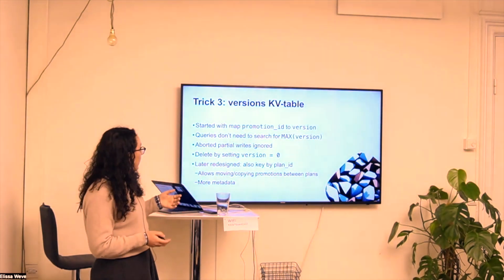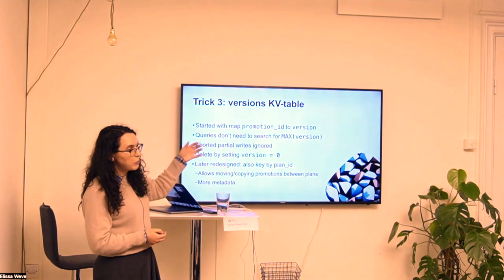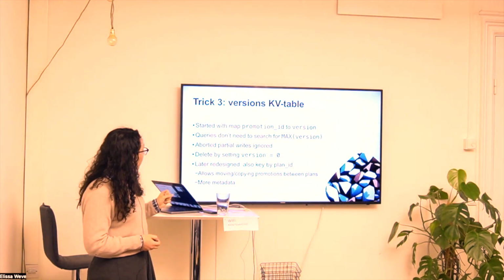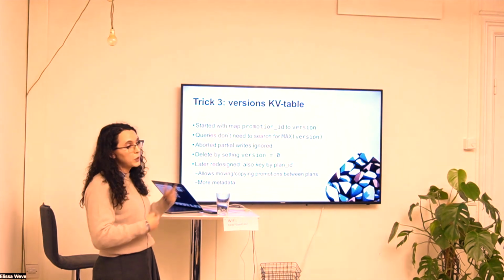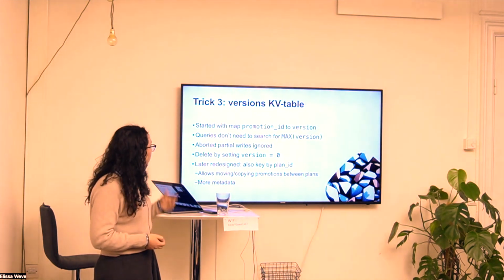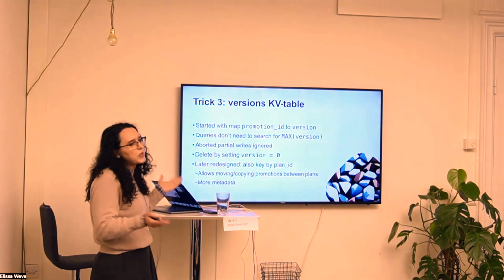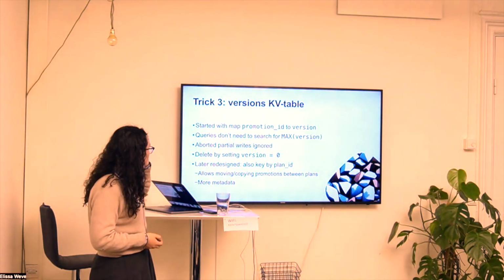And so then we have creates, we just append new rows, set a new version for the new promotion ID, and we have updates. We just write a new version and of course deletes by setting it to 0. So we basically have all the CRUD operations this way.